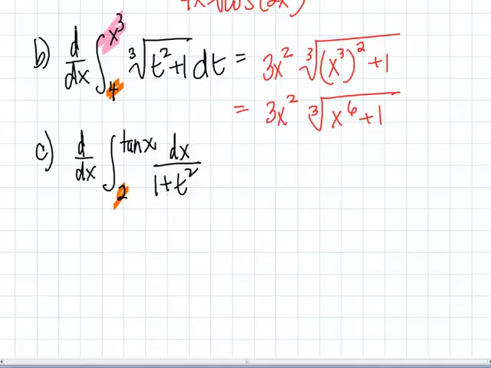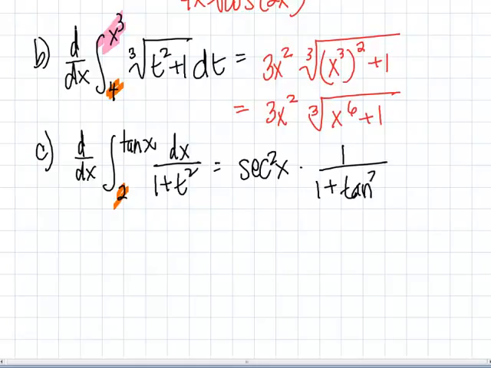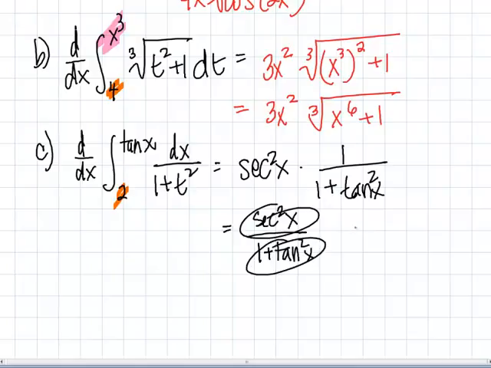So let's continue on with this problem. I need to take the derivative of the upper limit, tangent, which is secant squared x, and then 1 over 1 plus tangent squared x. And we need to simplify this. Any of you guys know how we can simplify secant squared x over 1 plus tan squared x? Secant squared x and 1 plus tan squared x, that's one of your Pythagorean identities. They are equal. This equals 1.